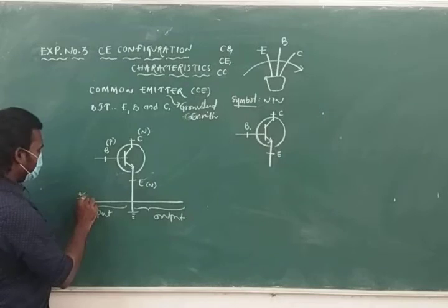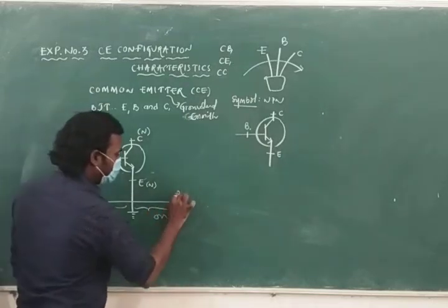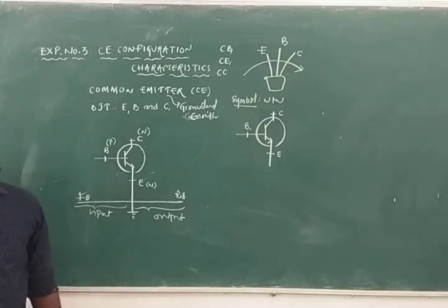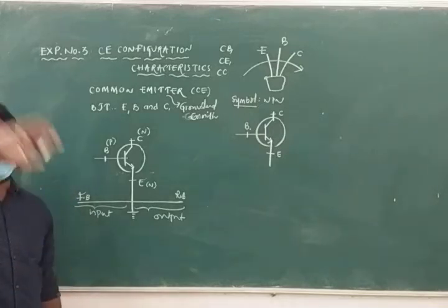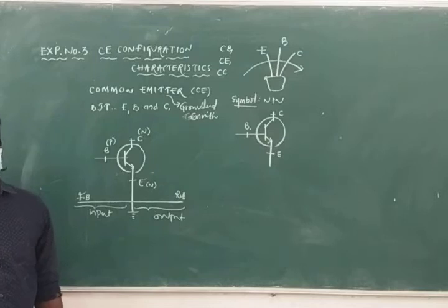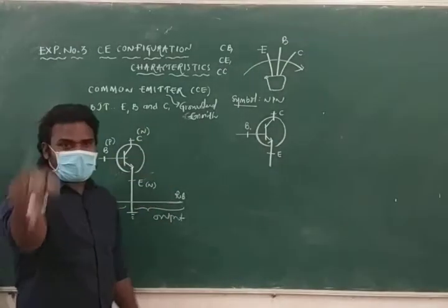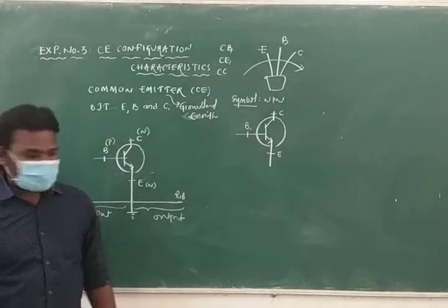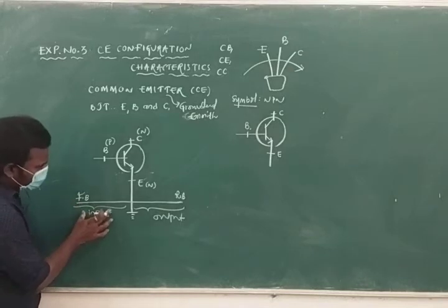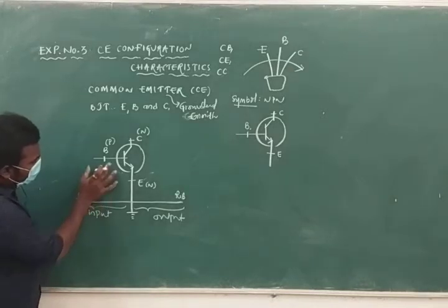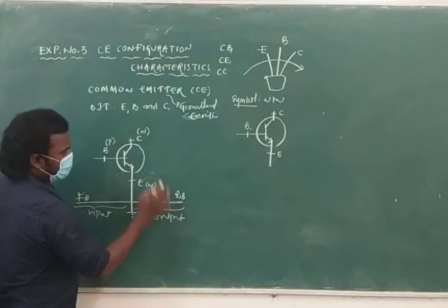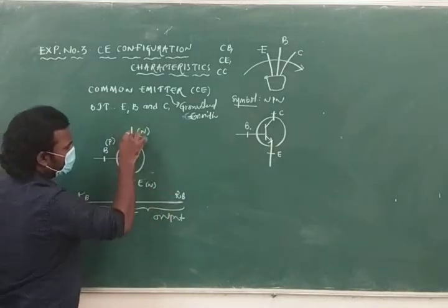Input must be connected in forward bias, output must be connected in reverse bias. Forward bias means what? Positive has to be connected to the positive, negative has to be connected to the negative, that is called forward bias. Reverse bias means positive has to be connected to the negative, negative should be connected to the positive, that is called reverse bias. So here input must be connected in forward bias. Input means it is base and emitter only. Output must be connected in reverse bias, it is collector and emitter only.